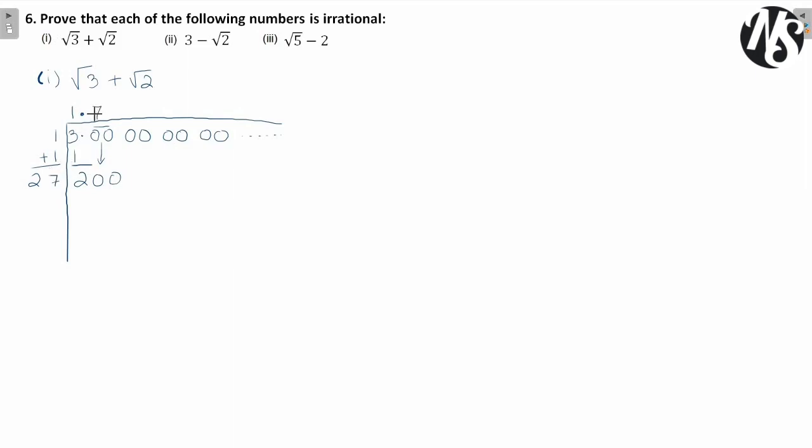So why not 6? You can check that also. 7 sevens is 49, carry over 4; 7 twos is 14, plus 4 is 18. Isn't this less than 200? Yes. That means if you write 8 here and 8 here, you will get a number greater than 200, which cannot be done. So 7 is written here, so you need to write 7 here and add it to 27.